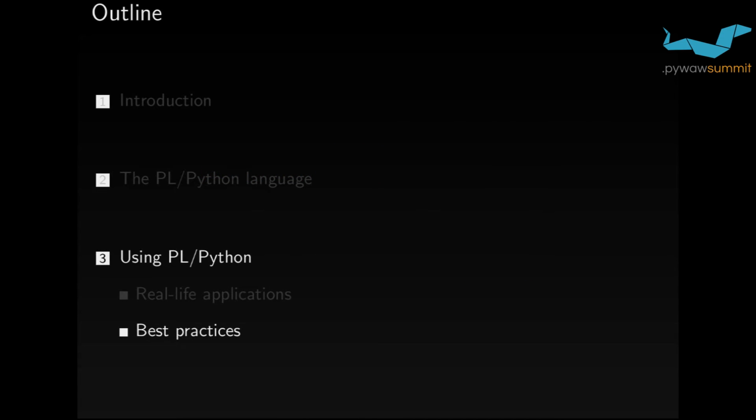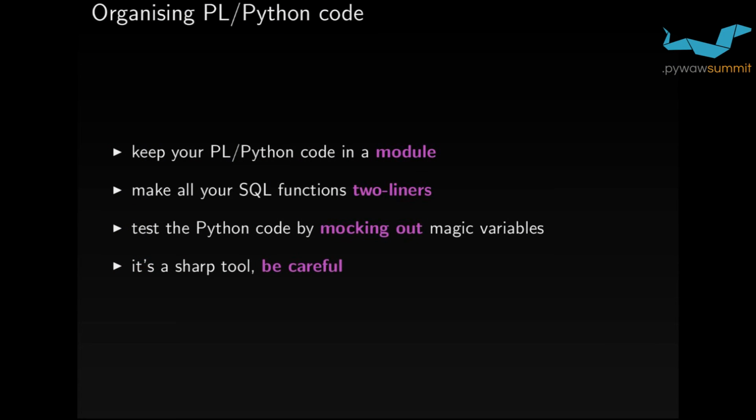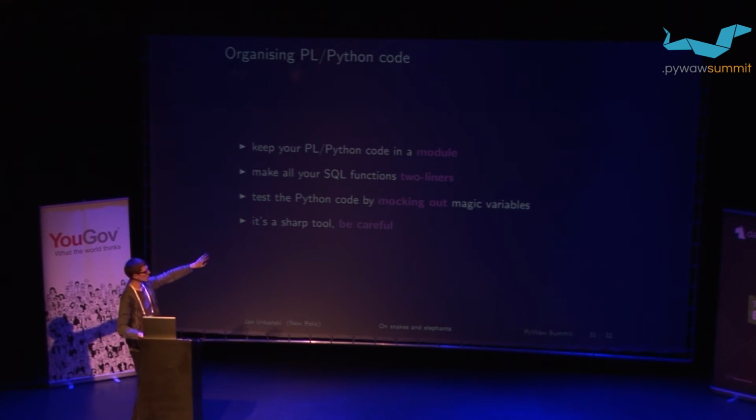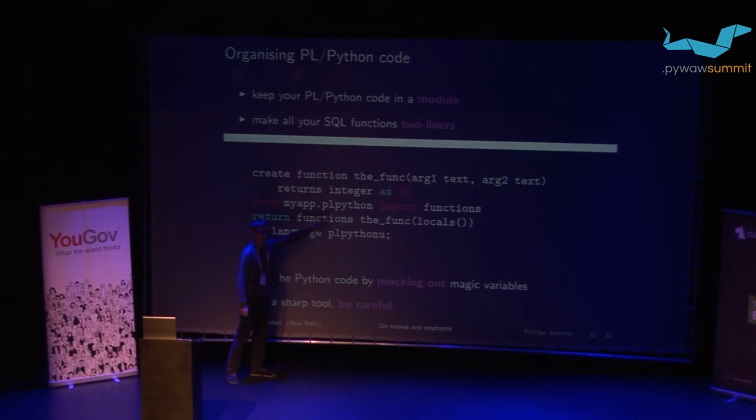So let's skip over multicorn and go back, because I think I'm running out of time, to some best practices if you end up doing this. And I encourage you to try, because it might be a valuable addition to your toolbox. First of all, versioning. Keep your PL/Python code in a module inside your app. Version it with your app in the same version control. Just keep it as a module. And all your SQL functions, just make them two-liners, like that. You import the function, and you call it. And that's it. You never write anything else in Postgres.